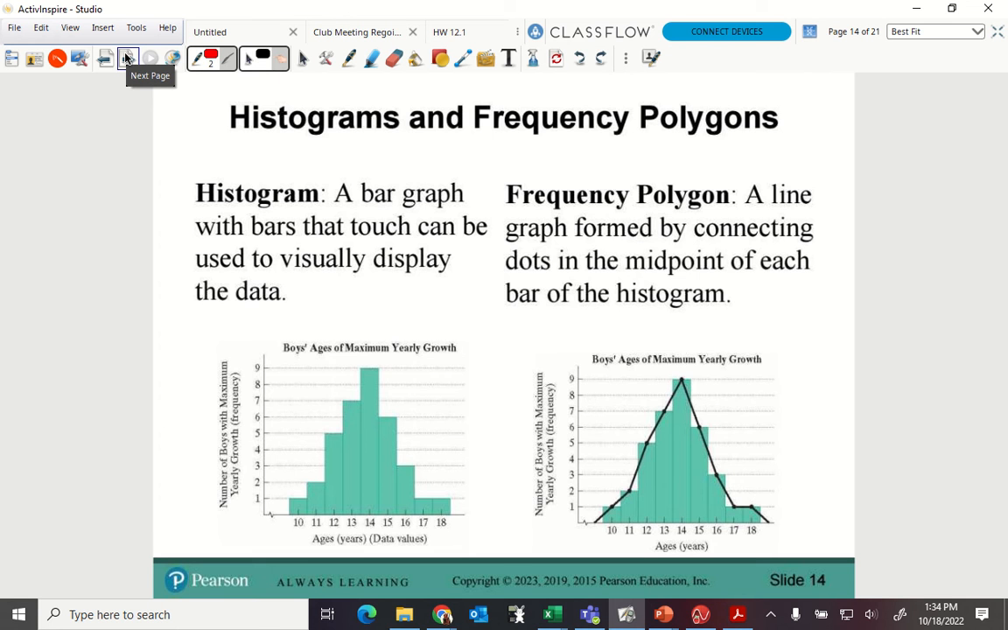So histograms and frequency polygons. A histogram is a bar graph with bars that touch, and it can be used to visually display the data. This is the example that we did yesterday. We were talking about boys' ages and maximum yearly growth. That's when guys usually hit the growth spurt and grow the most over a period of 1 year. On this curve, right here in the middle at 14 is the most, and you can see how it tends to happen there. All right, and for a frequency polygon, you take the same thing and just connect straight lines between the middle of each one.